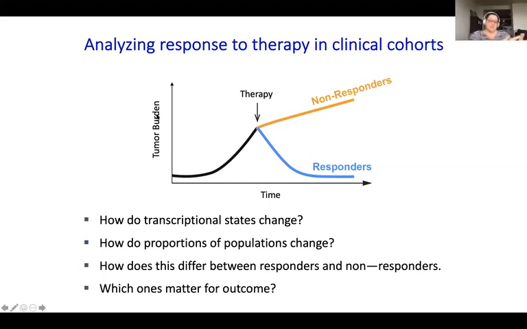But again, back to the biology, we want to understand how populations change, how their transcriptional states change, what differs between responders and non-responders, what matters. We really want to use this longitudinal data to find the differences and find the differences that matter. And there are a lot of challenges here.